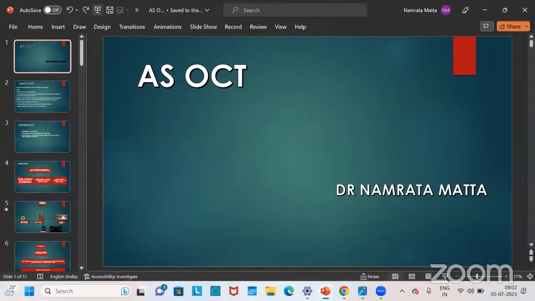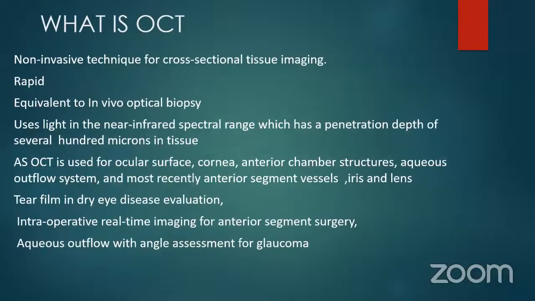ASOCT, anterior segment OCT, is my topic. OCT is a non-invasive technique for cross-sectional tissue imaging. It's equivalent to an in vivo optical biopsy. It's a rapid method that uses the near infrared spectral range, which has a penetration depth of several hundred microns in the tissue. Anterior segment OCT can be used for the ocular surface, cornea, anterior chamber structures, and aqueous outflow systems, and recent advances are for evaluation of anterior segment vessels, iris, and lens.